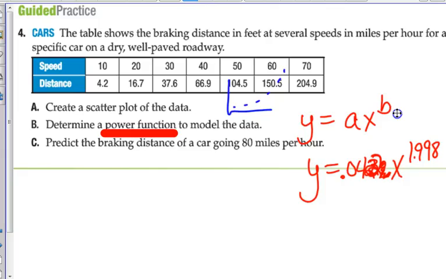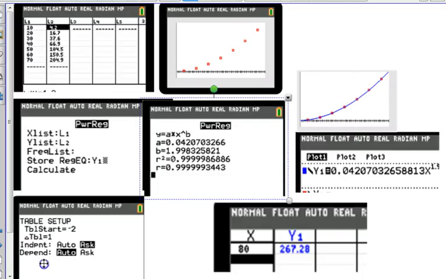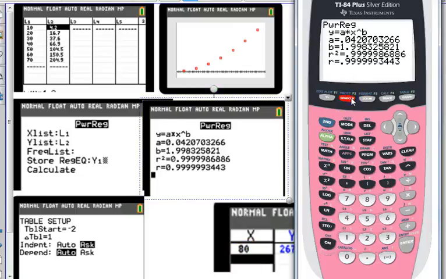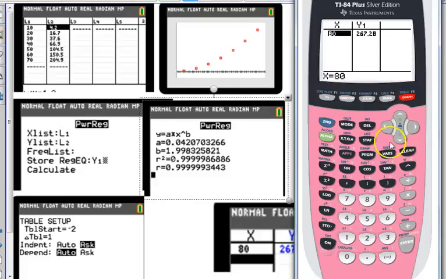Do you remember? It is under second window. Second window. And it doesn't matter what numbers you have at the top. Just go down to independent and change it to ask and make sure dependent says auto. It's not going to do anything with it. Now go second and graph. And then you want to type in an 80. If you already have numbers there, it doesn't matter, okay? But type 80, enter. And does everybody get 267.28? Okay.